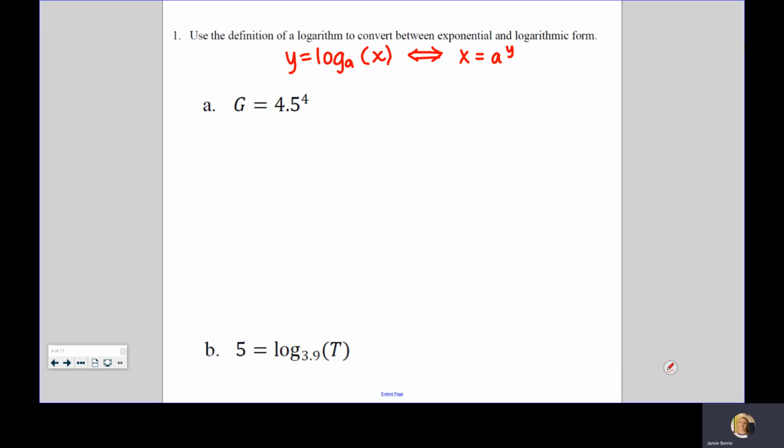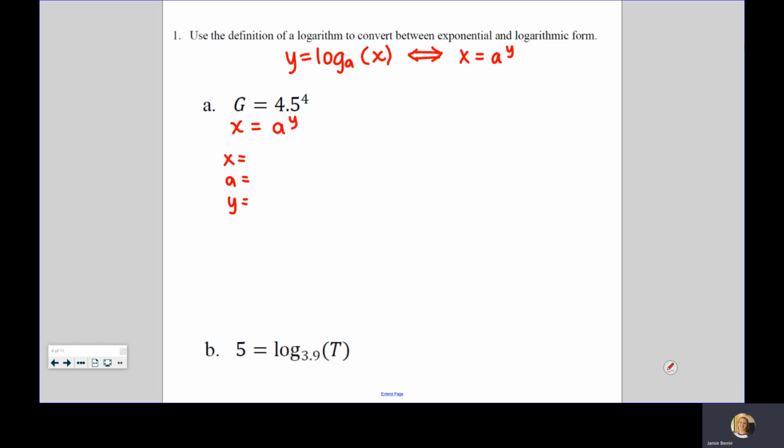So what you'll do is you'll look at these equations and determine: is this in exponential form or is this in logarithmic form? Then you'll figure out what is x, what is a, what is y, and then switch them. All right, so we have G equals 4.5 to the 4th. This is definitely an exponential form. We see no logs anywhere. So I like to write up underneath here, x equals a to the y. Then you can easily identify what is x, what is a, what is y.